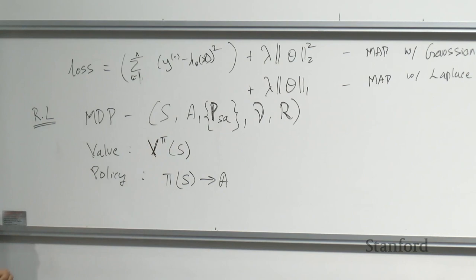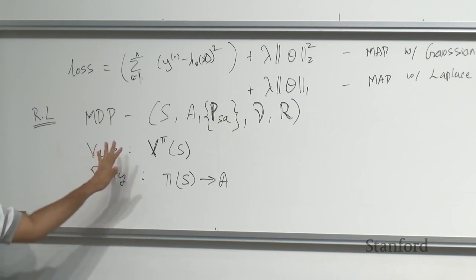This question? So did you just explain value and policy iteration, or just the concept? Just the concepts of policy and value, right?